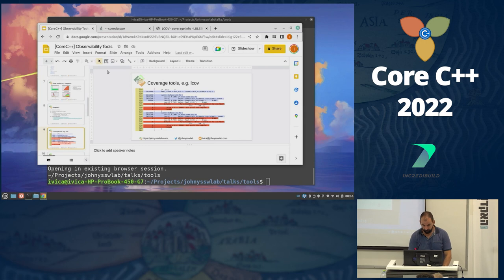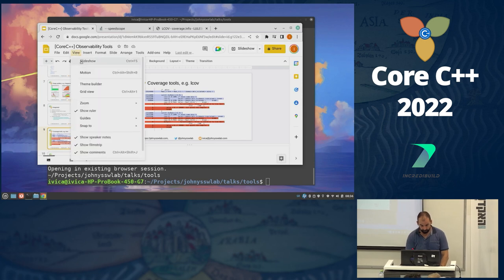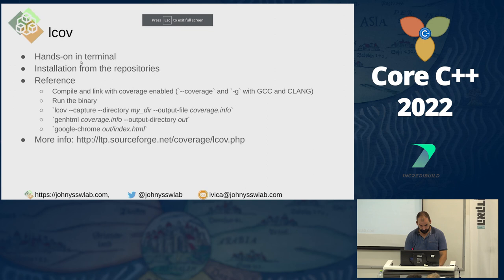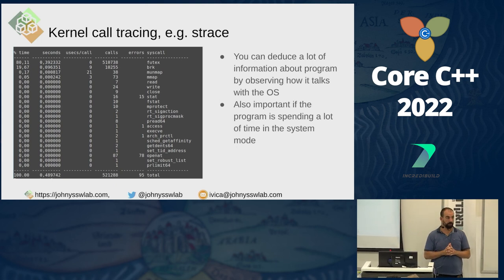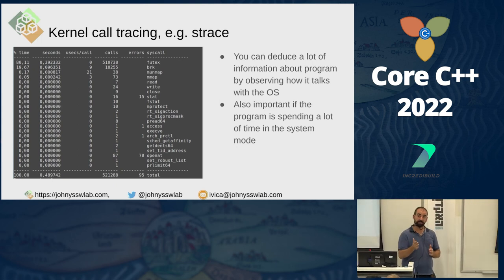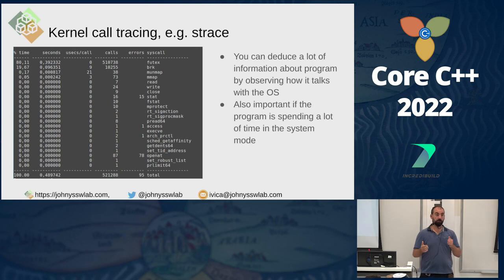Let's go. Kernel call tracing. So, kernel call, so you have your operating system and your program is asking for some services from the operating system. So these are system calls, and typically if your program wants to read a file, if your program wants to send data over network, if your program wants to allocate memory, like a big chunk of memory, it has to use system calls.